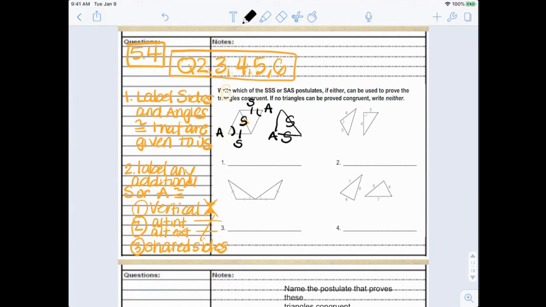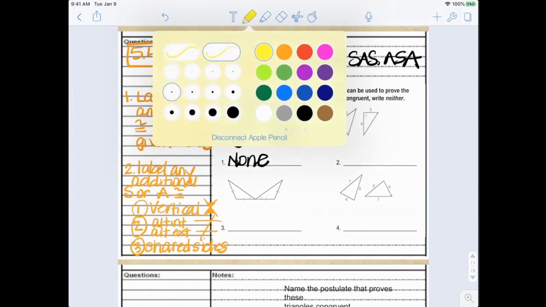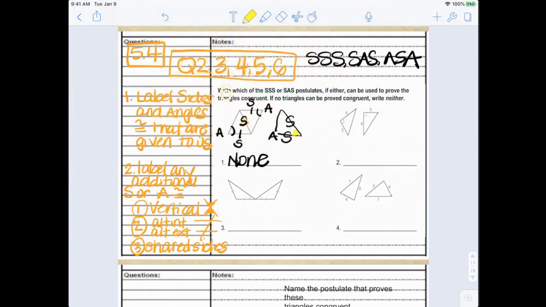Can I say that this is either side, side, side, or side, angle, side? Can I say these two are congruent by one of those? I have 2 S's and an A. Can I say this? And hopefully you're saying, no, you can't, only because the A is not in between the 2 S's. In order for that to be true, this would have to be our angle right here in yellow.